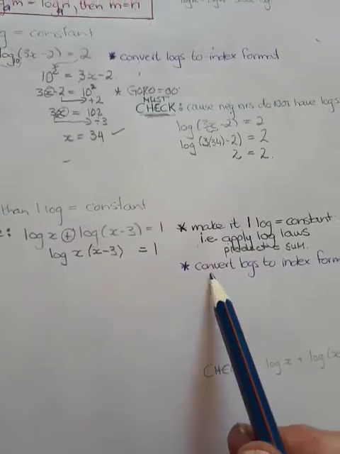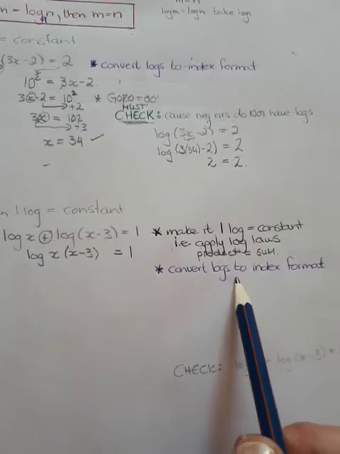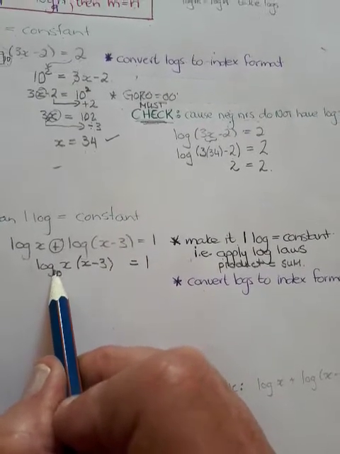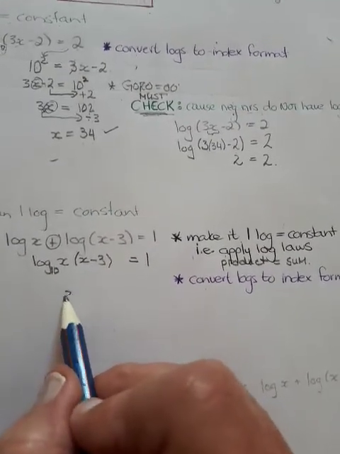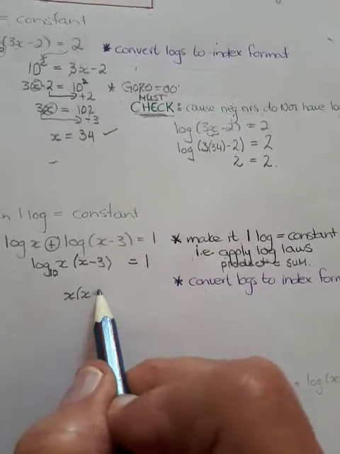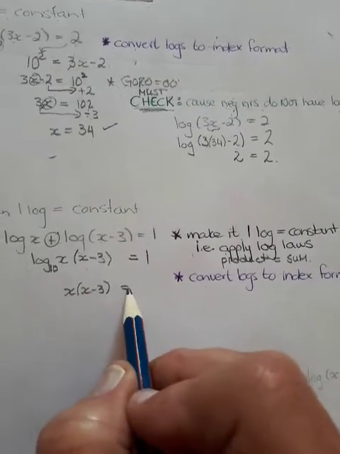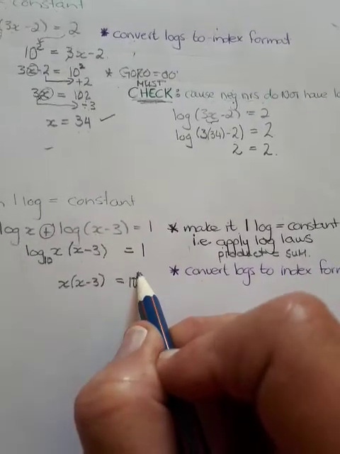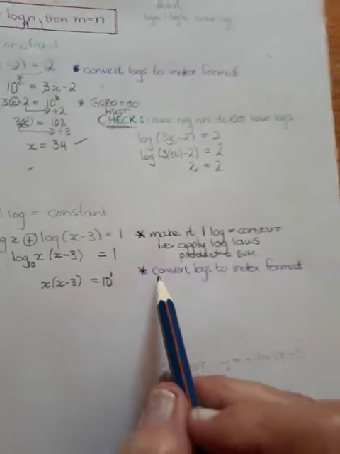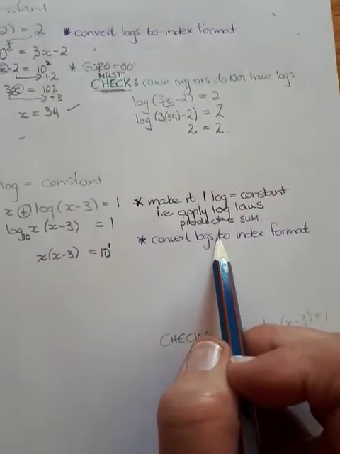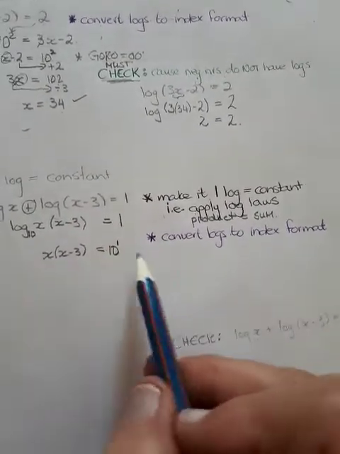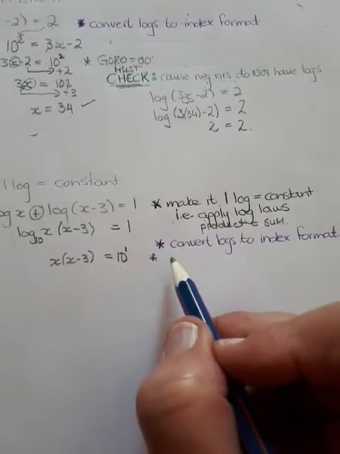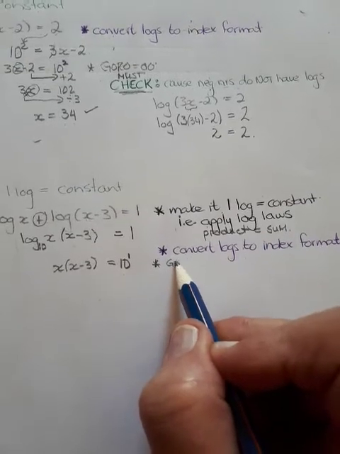So now we're going to convert the logs into index format. Remember, this is a base of 10. So on the left-hand side, we've got x times x minus 3 equals, we're going to take the base, and this becomes the index. That is how we change a log into index format. And now if you look at this, again, we've got a linear equation, which we are just simply going to solve by doing Grade 10 methods.